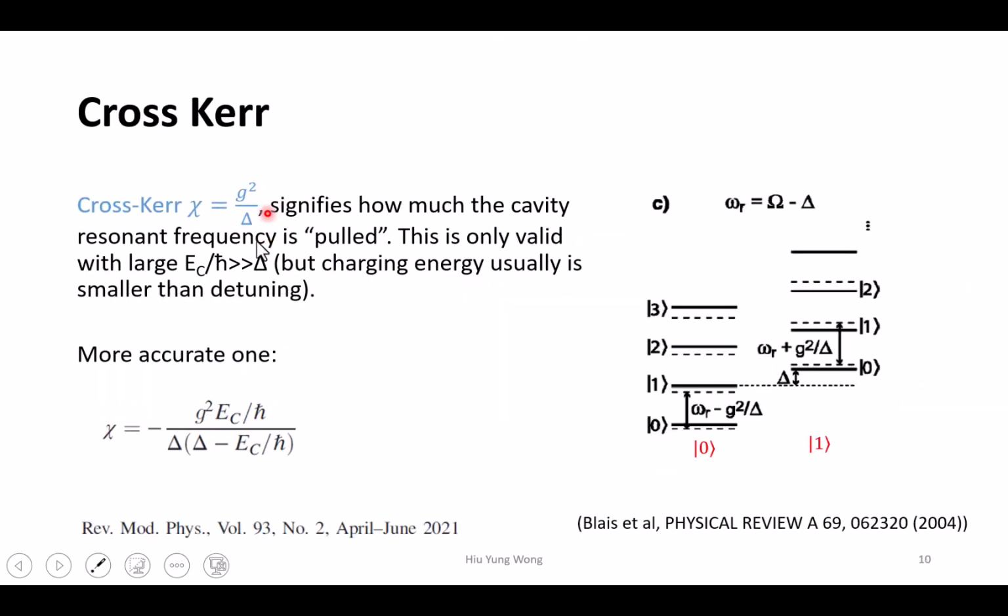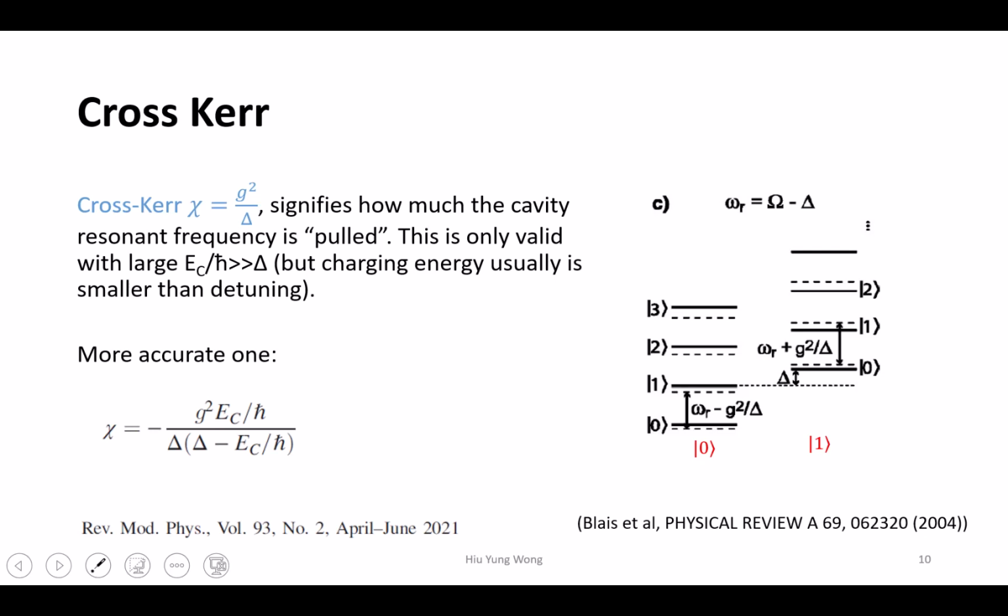This g squared over delta is a very important term that you need to optimize in your project, the crosscut. It basically tells us how much this resonant frequency is going to change due to your qubit being at different states.